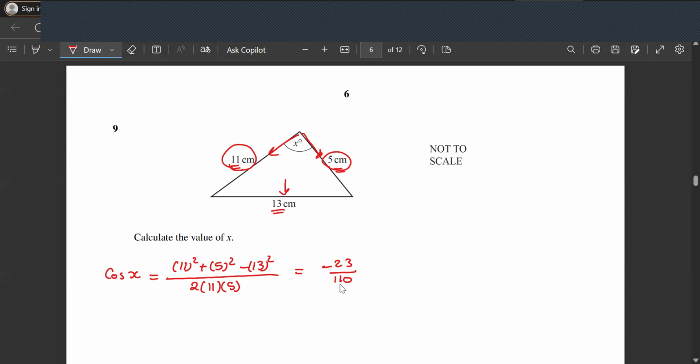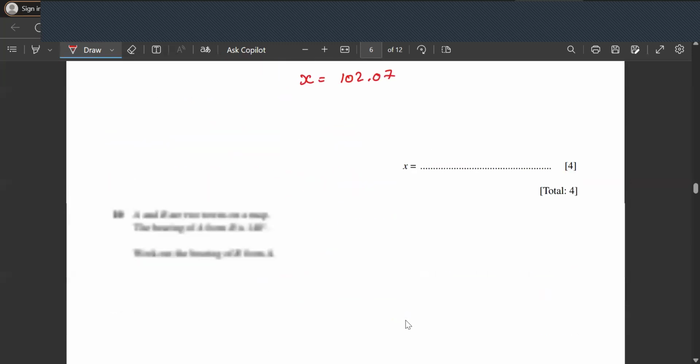Then what to do? Shift cosine, and get the answer. So X will be 102.07. Done? Any problem? No. Okay.